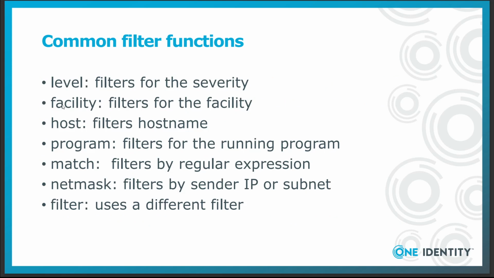You can select or filter log messages using filter functions. Some of the more common filter functions are the level filter, which filters for severity, or in other words, the importance of the log message. The facility filter filters for the facility, in other words, the main category of the log message. The host filter filters based on the host names. The program filter filters based on the application name. The match filter filters the message content using regular expressions. The netmask filter filters by sender IP or subnet. The filter filter uses a different filter.